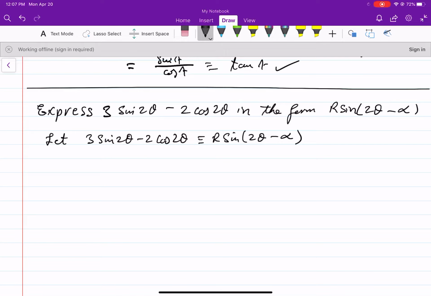If we expand the right-hand side, we'll get 3 sine 2 theta minus 2 cos 2 theta is equal to r into, I'm going to use the compound angle identity on the right. This would be sine 2 theta cos alpha minus cos 2 theta sine alpha.